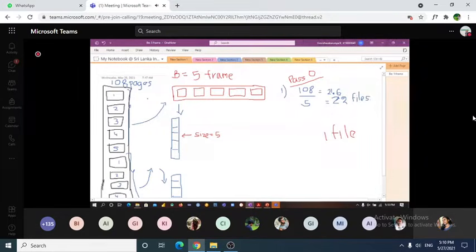Now they have given the buffer is 5 frames. So when it comes to an external merge sort algorithm, there are 2 steps. The first step is sorting and the second step is merging. I'll explain why you have to merge.